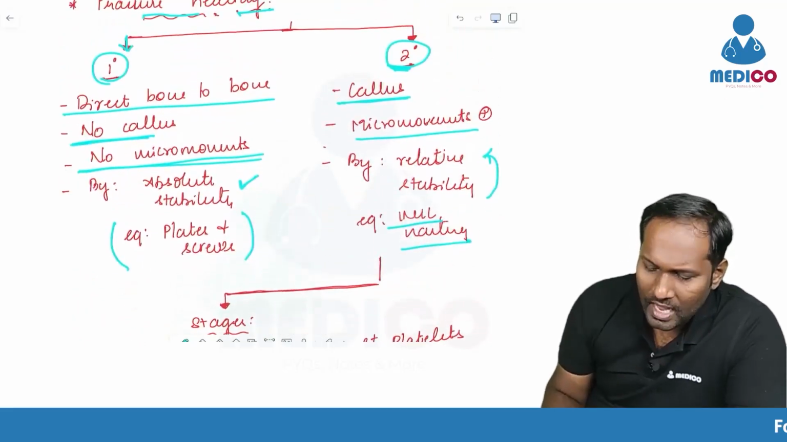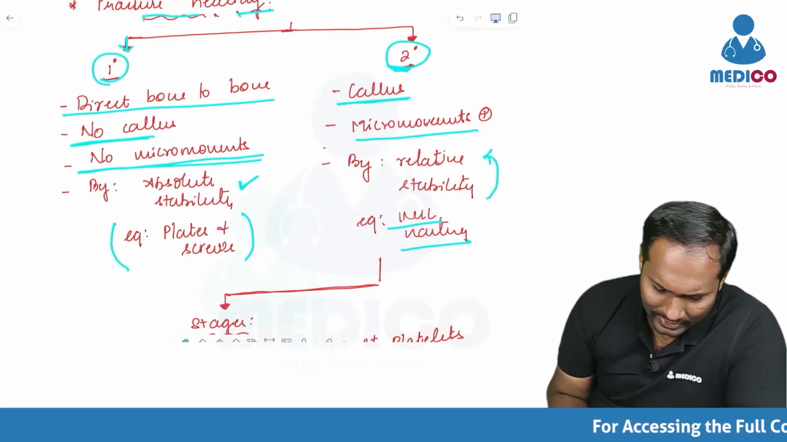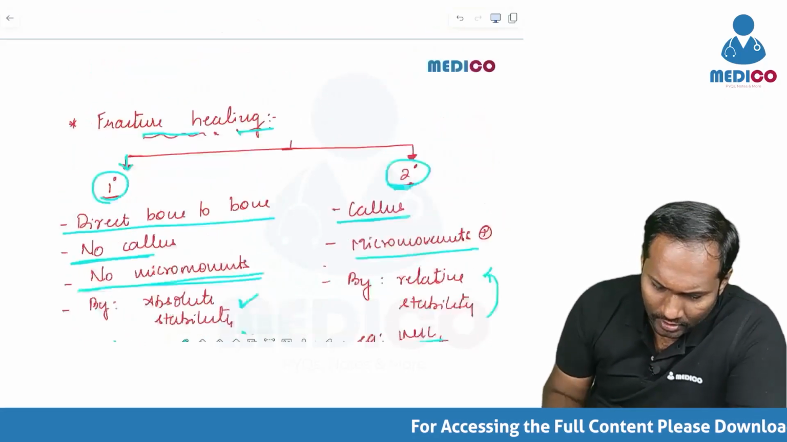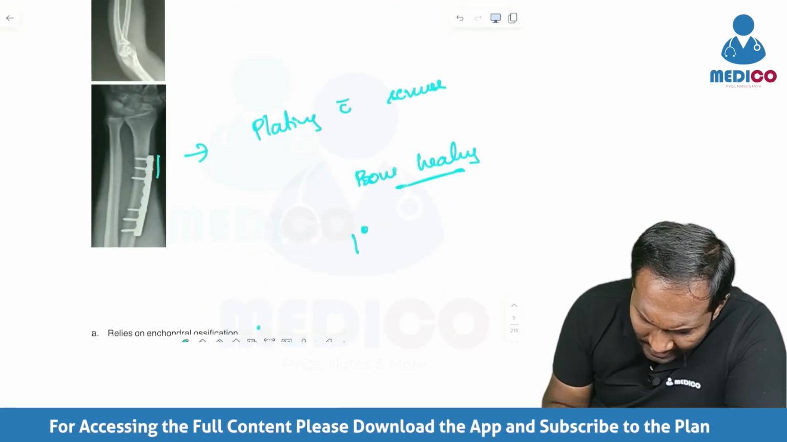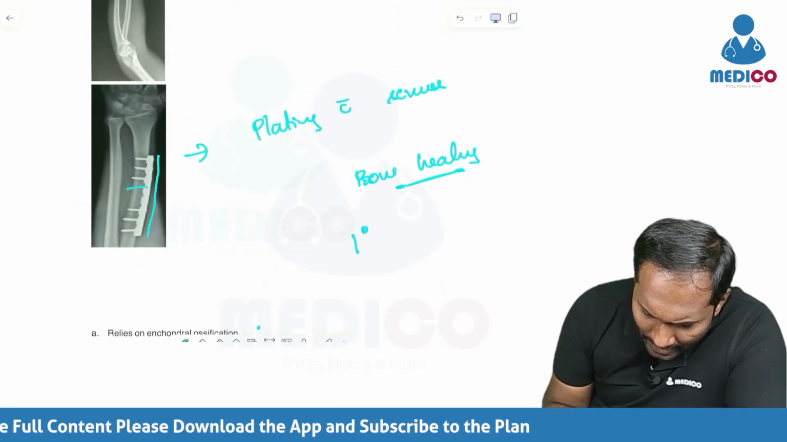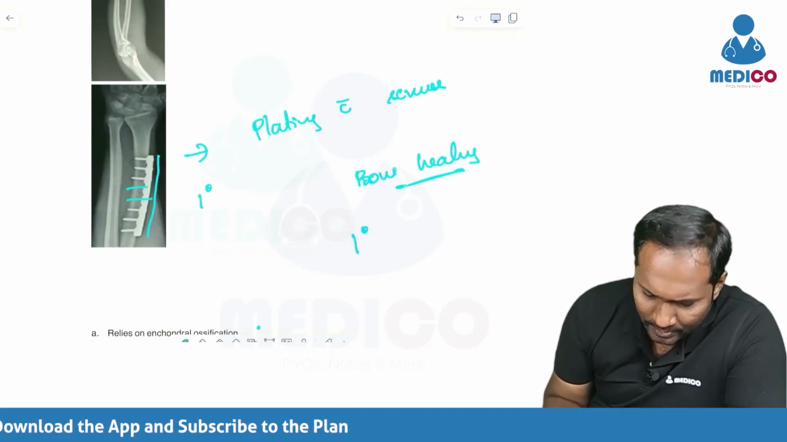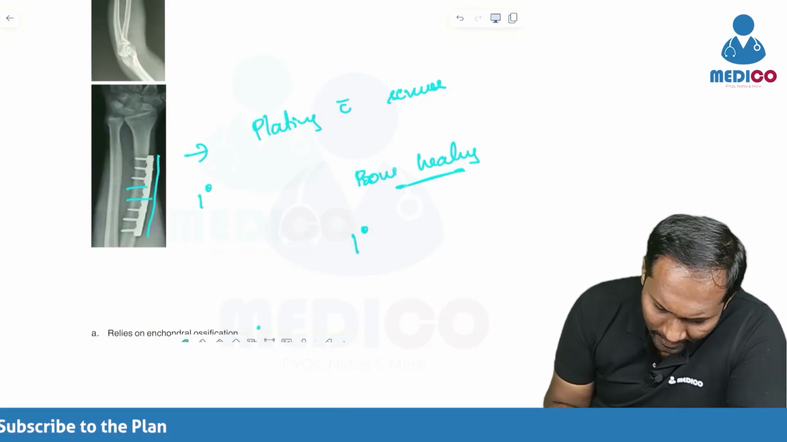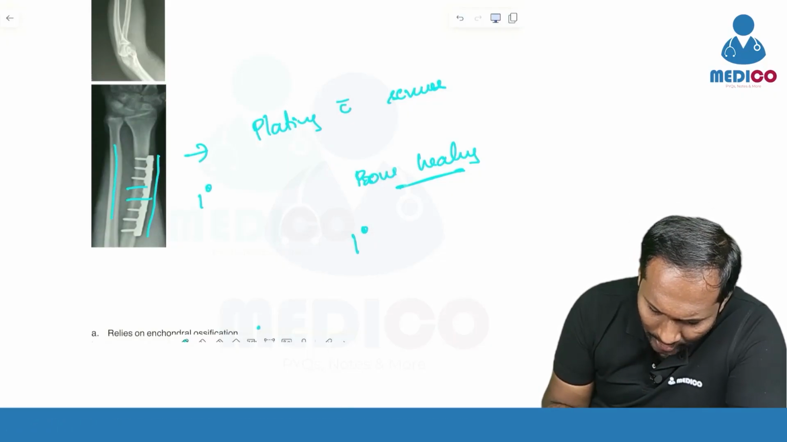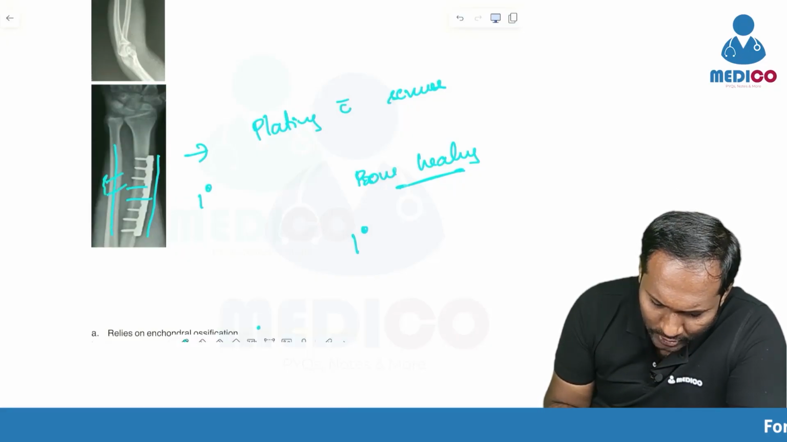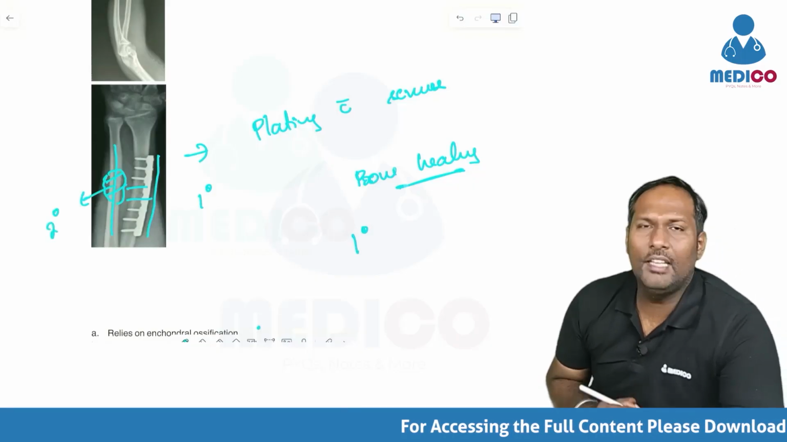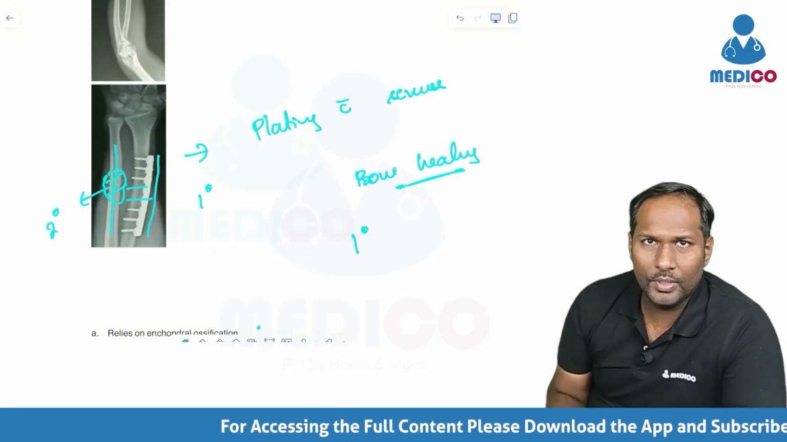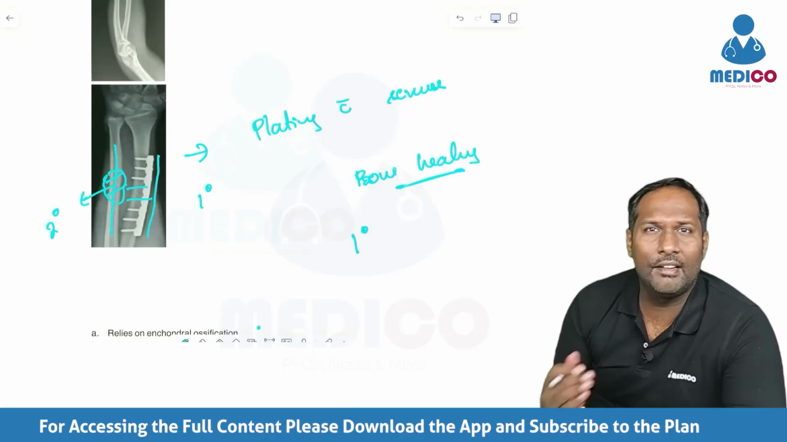All right, guys. So what I want you guys to understand here is, see, for the same fracture, if I say they're using plates and screws, no gap in the fracture site, so primary. Whereas, if I have used an IM nail or a K-wire, there will be some amount of gap with bridging callus. In that case, you go for secondary healing. All right. So that's how we differentiate between absolute stability and relative stability.